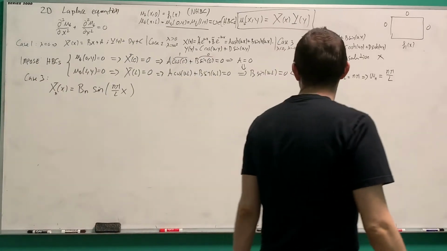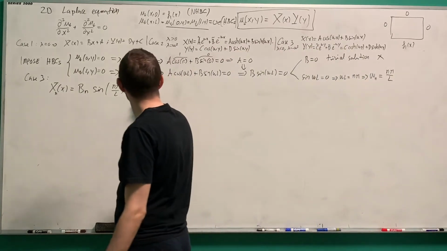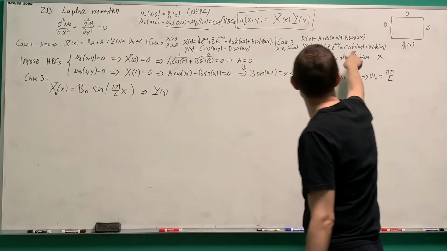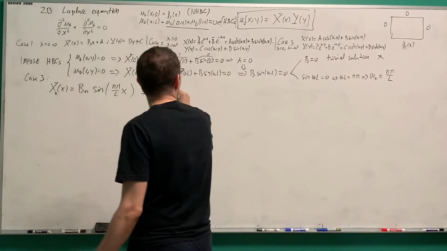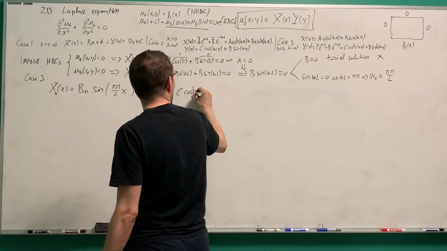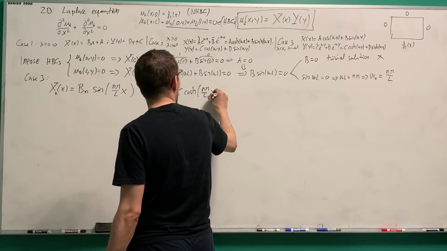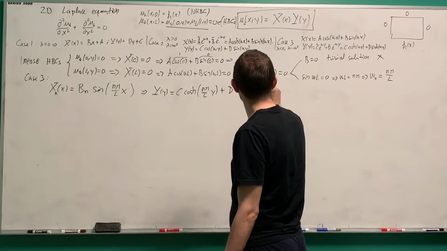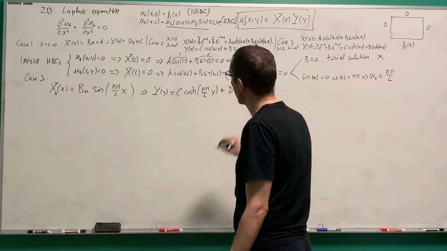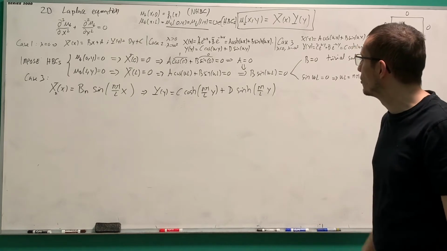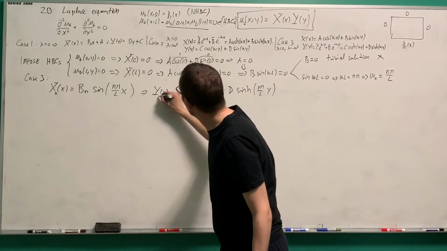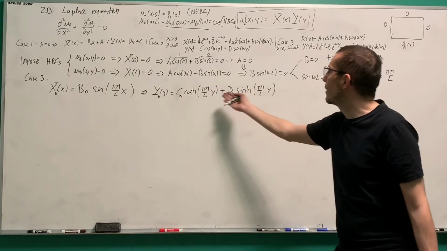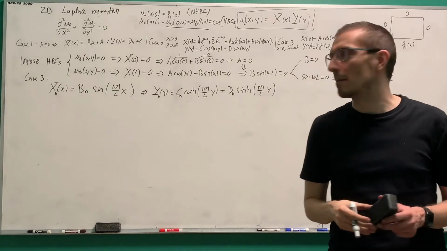Now what about the y's? Well, in this case the y's would be of this form, case 3, so cosh and sinh. So that would be c cosh of n pi over L y plus d sinh of n pi over L y. Of course there would be a sub n, c sub n and d sub n, okay? But I don't know if I would have all of them or not. We'll see. We need to keep imposing boundary conditions.